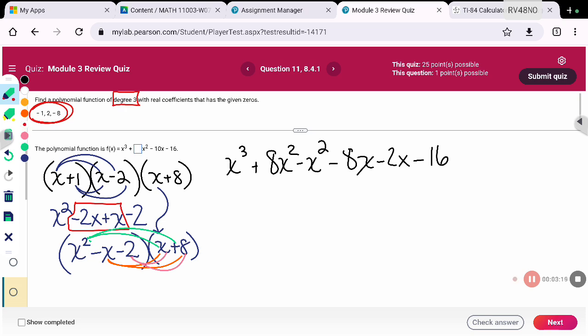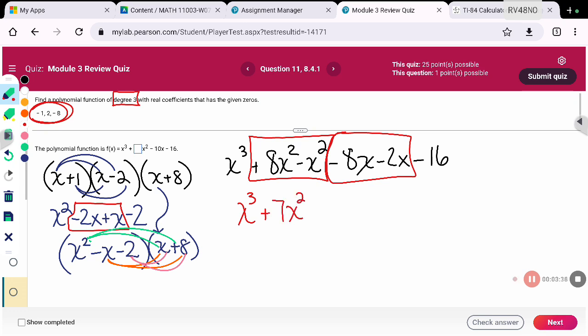So now when I combine like terms, I can put my squareds together and I can put my x's together. So I will have x to the third, 8x squared minus 1x squared, so now I have +7x squared. -8x minus 2x gives me -10x, and then bring down the -16. So there is your polynomial function of degree 3 with the given zeros.